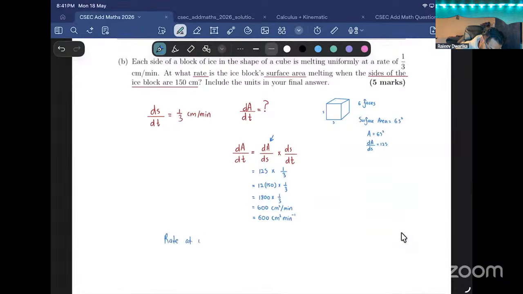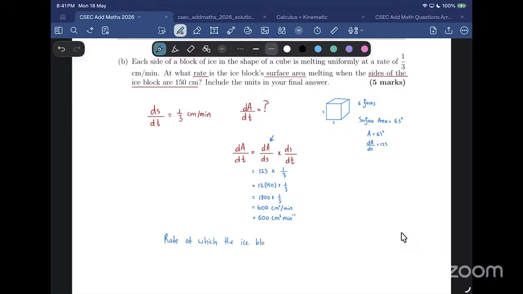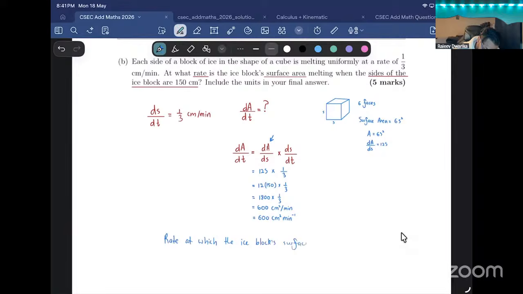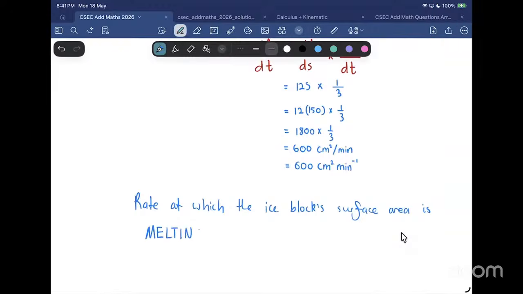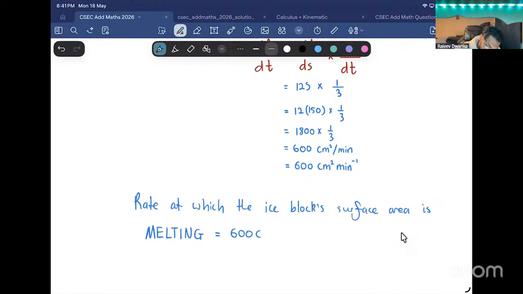The rate at which the ice block's surface area is melting is equal to 600 centimeters squared per minute.